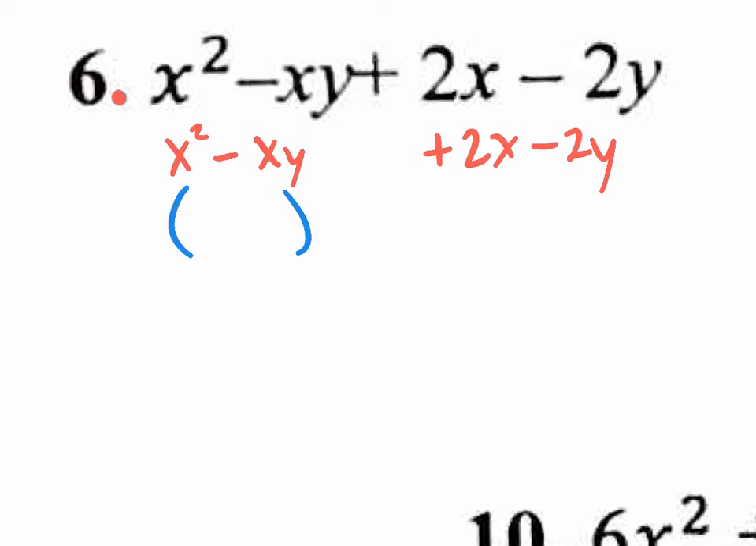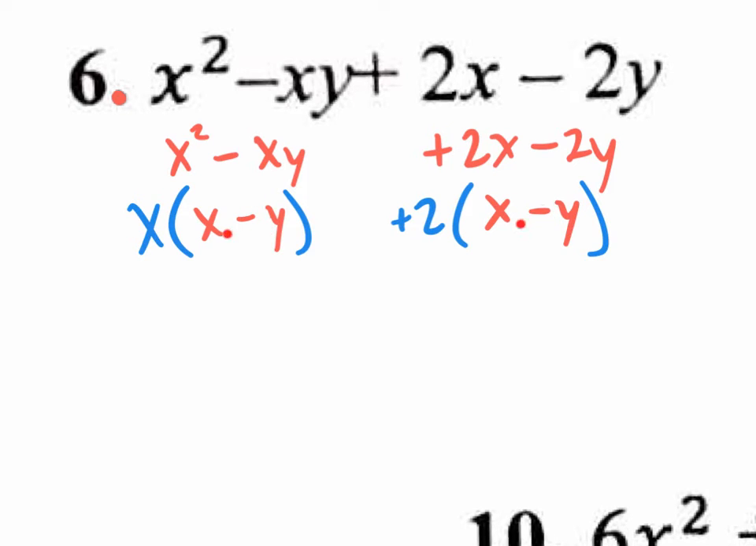Let's see what happens. Could I pull out a GCF from the first group? X. Yes, X. What's left over on the inside? X minus Y. There you go. And what could I pull out of the second group? 2. What's left over? X minus Y. And luckily, we have the same exact binomial in the first group and the second group.